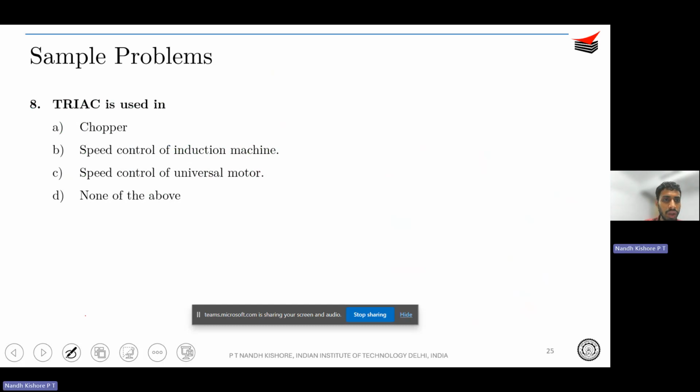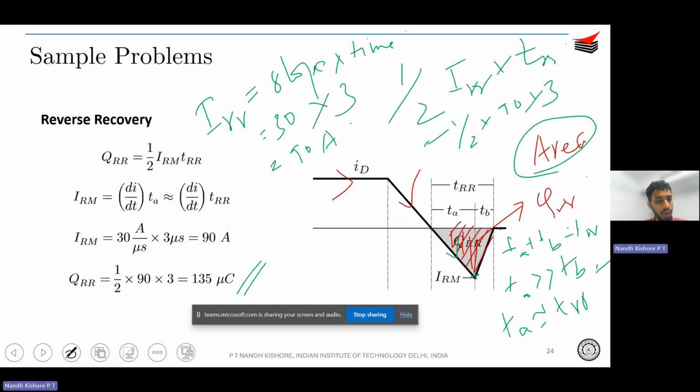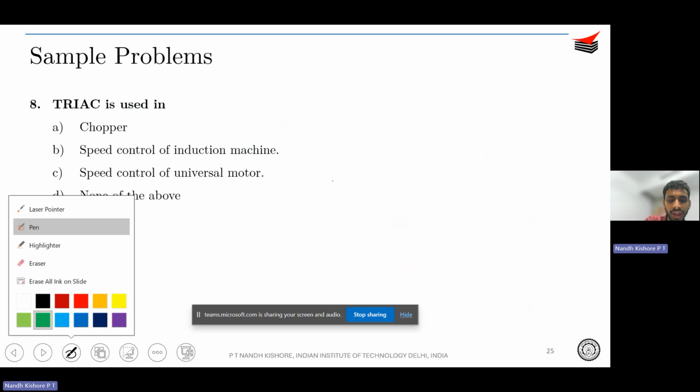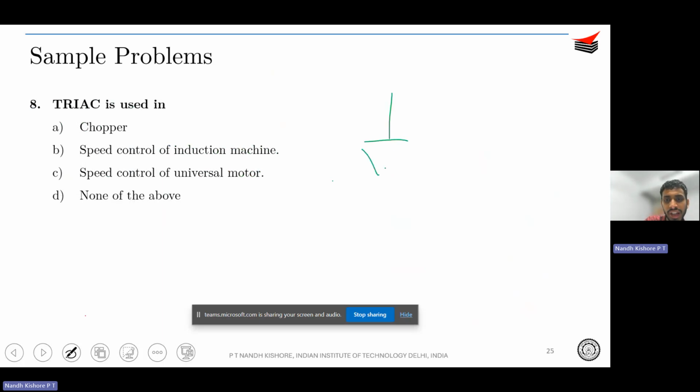So we'll move on to the next question. Triac is used in: chopper, speed control of induction motor, speed control of universal motor, and none of the above. So you just try to understand what is a triac. As you might know from your basic devices knowledge, a triac is basically an anti-parallel connection of two SCRs. So this is your triac.